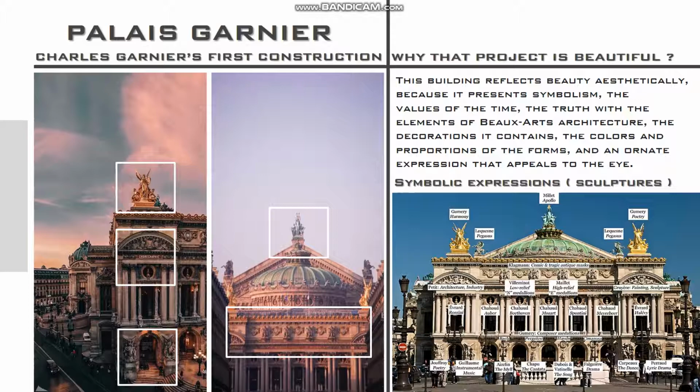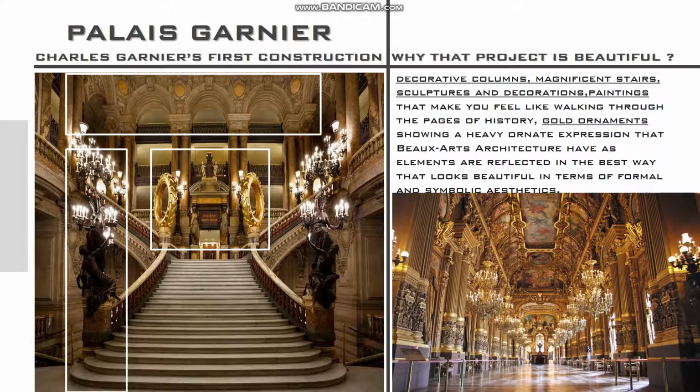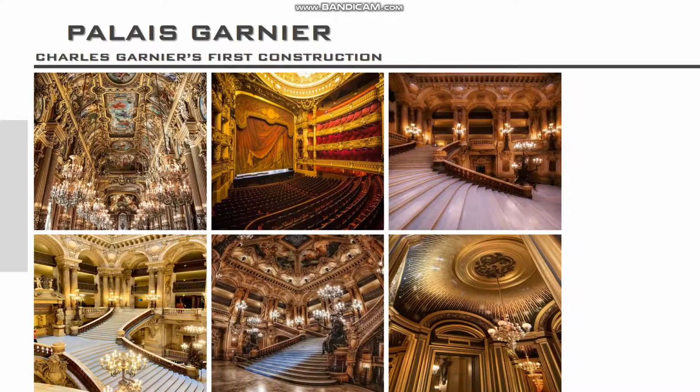This building reflects beauty aesthetically because it presents symbolism, the values of the time, the truth with elements of Beaux-Arts architecture, the decorations it contains, the colors and proportions of the forms, and an ornate expression that appeals to the eye. Decorative columns, magnificent stairs, sculptures and decorations, paintings that make you feel like you're walking through the pages of history, gold ornaments showing a heavy ornate expression that Beaux-Arts architecture has as elements, are reflected in the best way that looks beautiful in terms of formal and symbolic aesthetics.